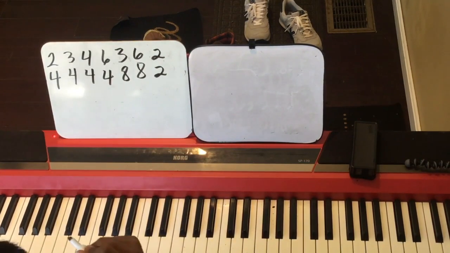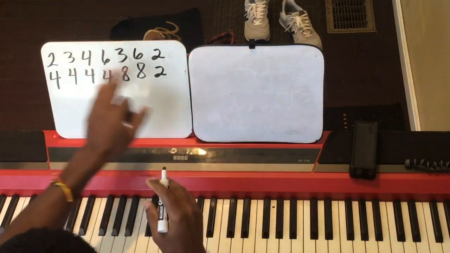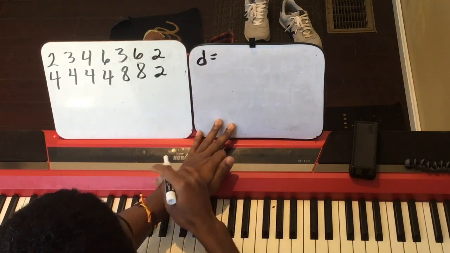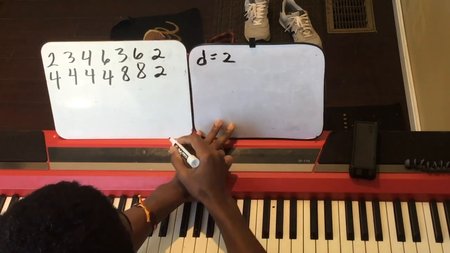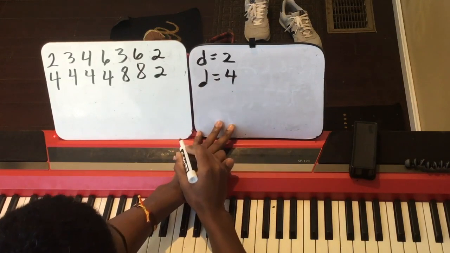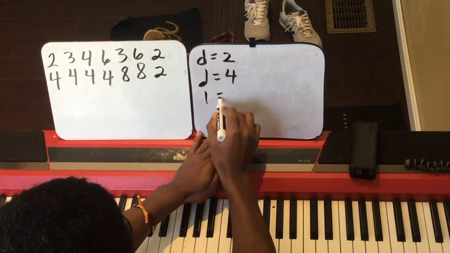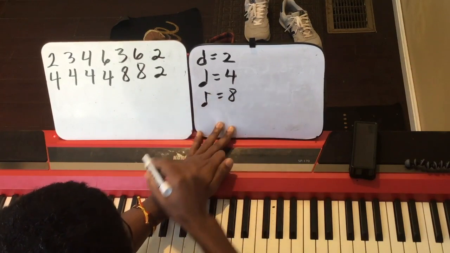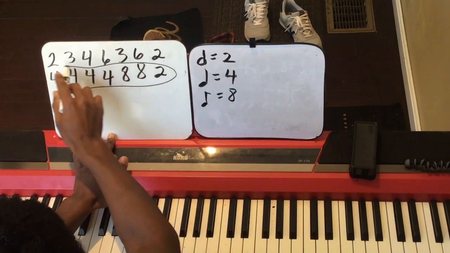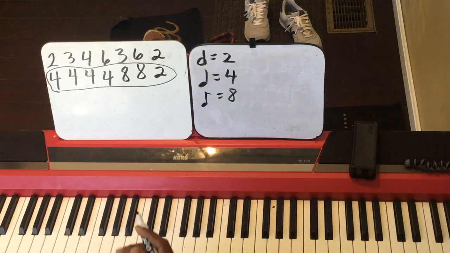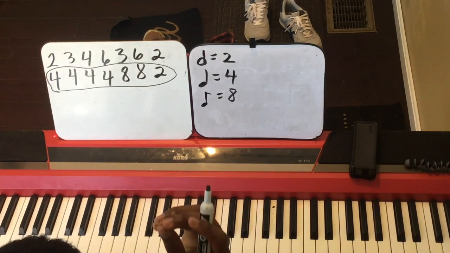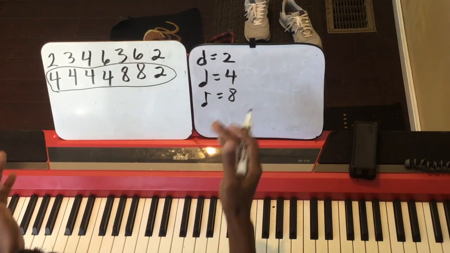Now, quickly, I want to review or introduce the concept of what the numbers represent. The number 2 is always going to be equal to a half note. The number 4 will always be equal to a quarter note. And the number 8 will always be equal to an eighth note. Our bottom set of numbers indicates what type of notes we will be using in our measures.